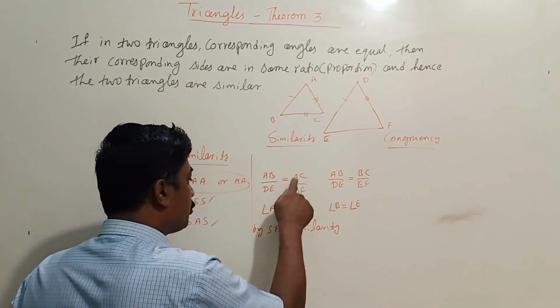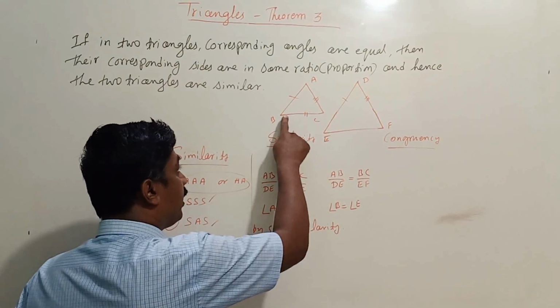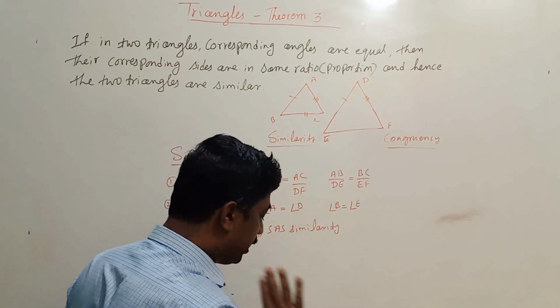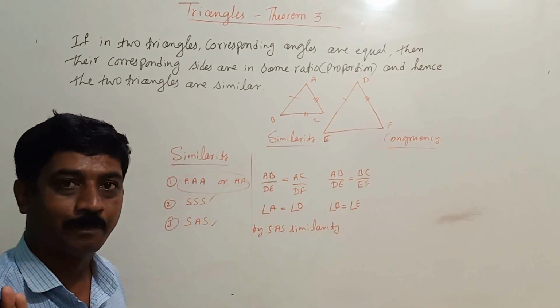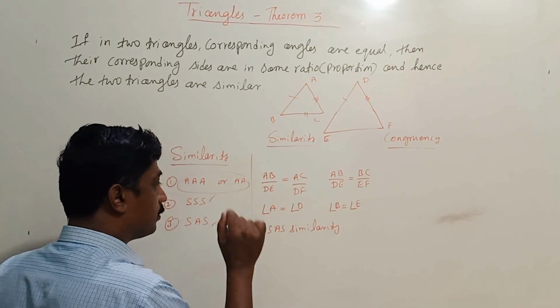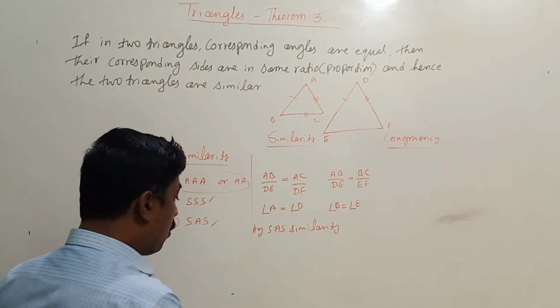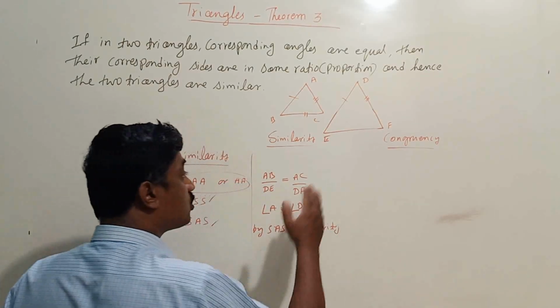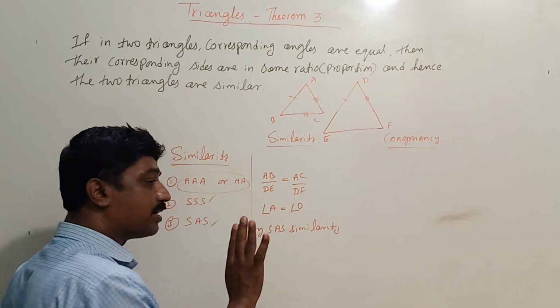If you write this ratio, you have to take only A and D. If you take B and E equal or C and F equal, it is wrong. Absolutely wrong. Got it? So remember this. Now, how is it possible for congruency by SAS?